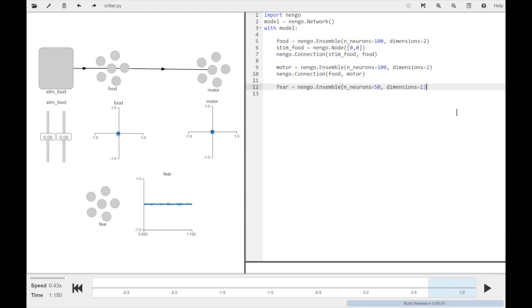Yep. All right, so we have a group of neurons representing fear. We need some sort of slider or input to this that'll let me control the fear.